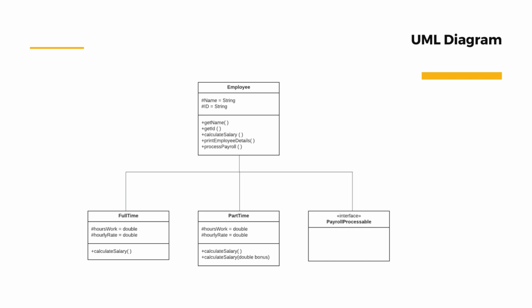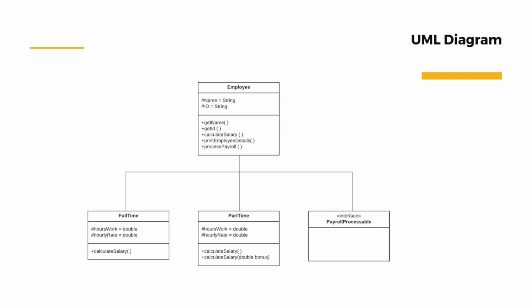I want to explain my UML diagram, because it will explain a little bit about my programming. Here I have one parent class and three child classes. For the parent class I have Employee, with string name and string ID, and for the content I have public get name, public get ID, public calculate salary, public print employee details, and public process payroll.